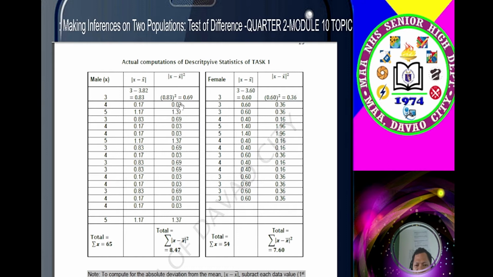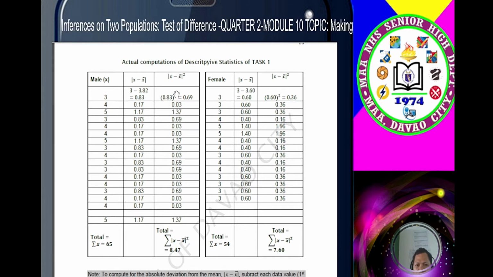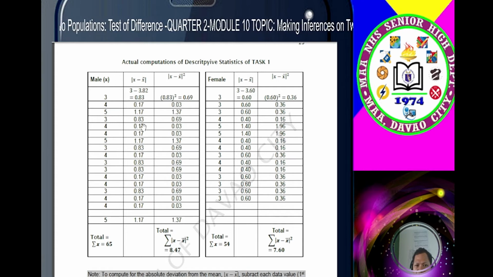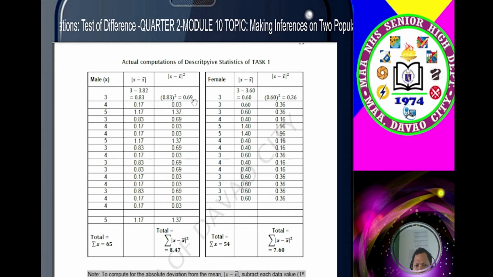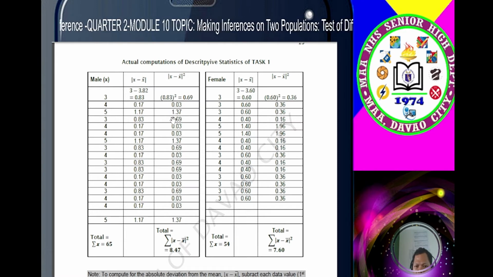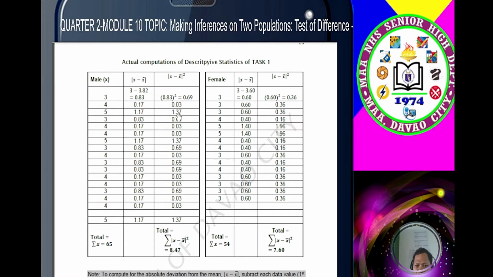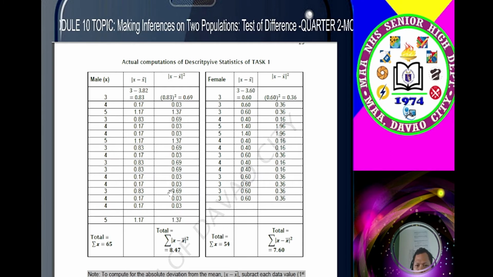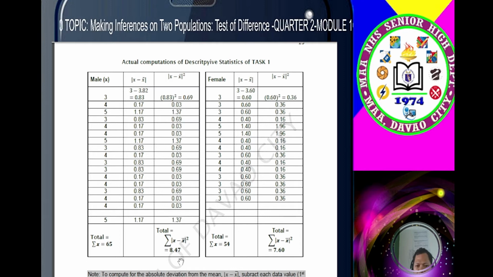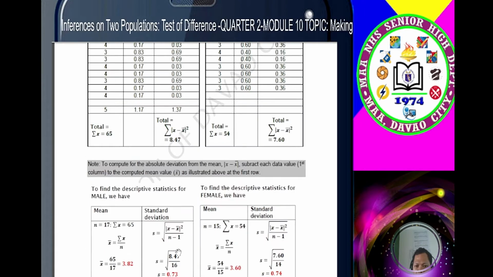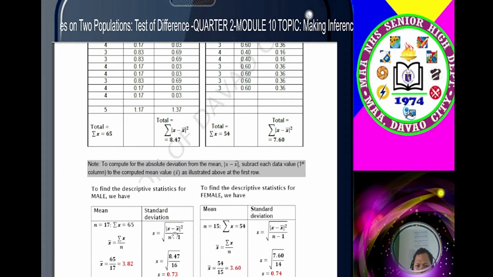Then in this next column, we will now get the square of this answer. So 0.82 squared is 0.69. You do the same for the rest of the rows, getting the square until you reach the last row. Then you get the total of it. So the total is 8.47.